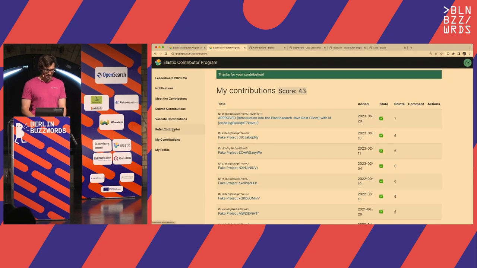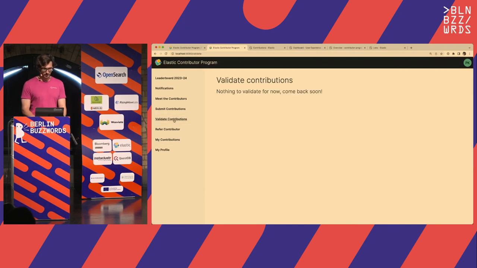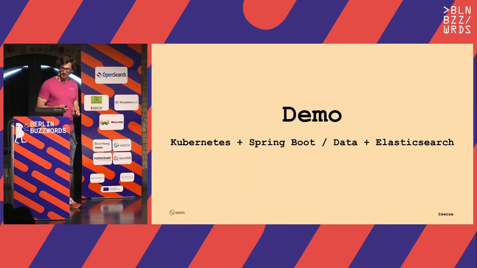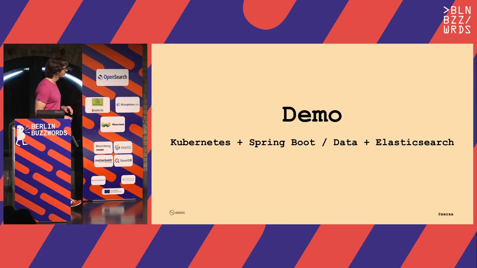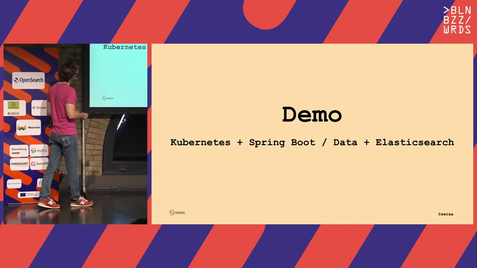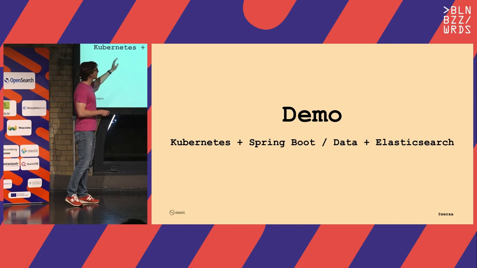And then somebody else can validate the contribution, for example. I validated all the contributions in my account, but normally you would have something where you could check the link, and then just click the validate button, and then you would get a point for validating a contribution. So far, so good. We try to dogfood, or as the French, I think, would say, drink your own champagne. So it's running on Kubernetes, Spring Boot, Spring Data, and Elasticsearch. This is all that is driving this.